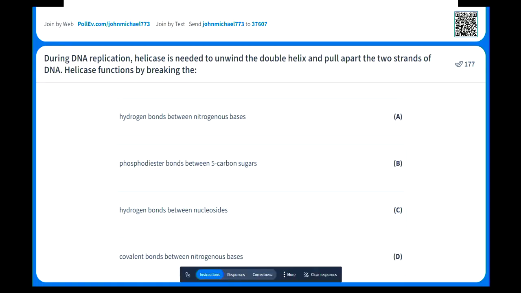So before we get into today's material, I want to wrap up the Poll Everywhere question, which I could not get to yesterday. So this is asking, during DNA replication, helicase is needed to unwind the double helix and to pull apart the 2 strands of DNA, right? And so the question is, how does helicase function? Does it function by breaking the hydrogen bonds between the nitrogenous bases? Is it breaking the phosphodiester bonds between the 5 carbon sugars, or is it breaking hydrogen bonds between nucleosides, or is it breaking covalent bonds between nitrogenous bases? So what do you think is the right answer? You can turn to your TAs and neighbors and figure it out.